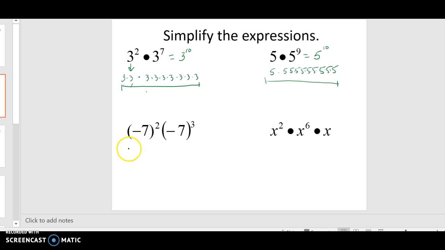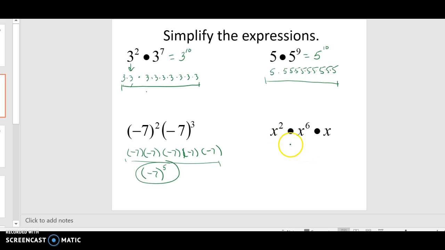10. Here, we would have negative 7 times negative 7, then negative 7 times negative 7 times negative 7. So my base would be negative 7, and how many negative 7's am I multiplying together? 5. So it would be negative 7 all to the 5th power.